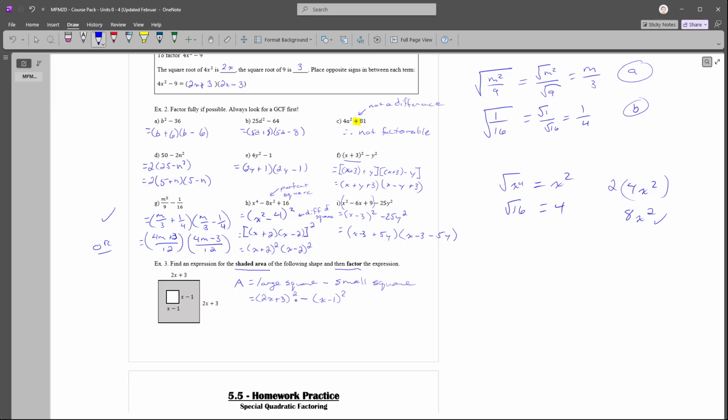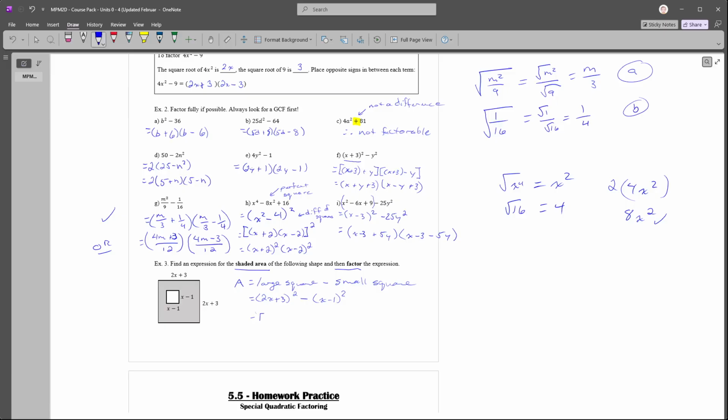Oh, look, a difference of squares. That is a difference of squares. So each one of those is a perfect square, and we're subtracting them. So that means we're going to create some brackets here. We're going to need some extra sets of brackets. Instead of using that round bracket, we're going to use a square bracket.